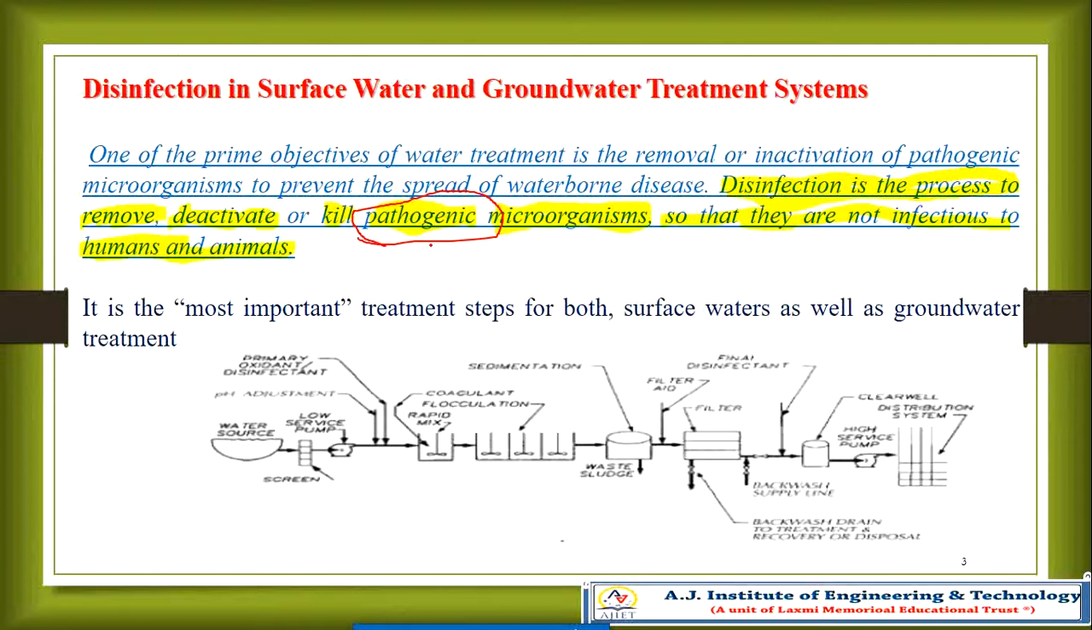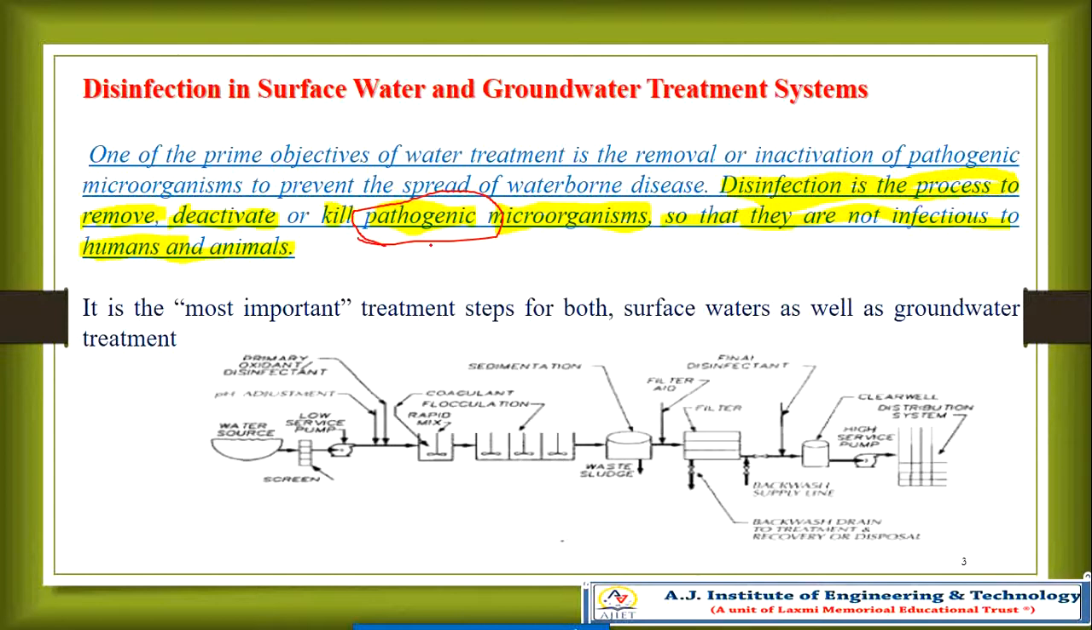It is the most important treatment step for both surface water as well as groundwater, because in some areas we are not adopting surface water but groundwater, and there will be contamination of microorganisms, pathogenic microorganisms, that has to be removed by means of disinfection. Please understand. So this is slide number 3, that means the first slide says.